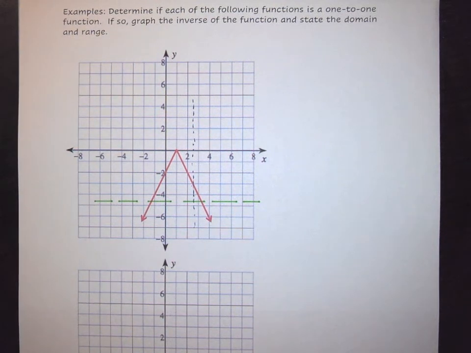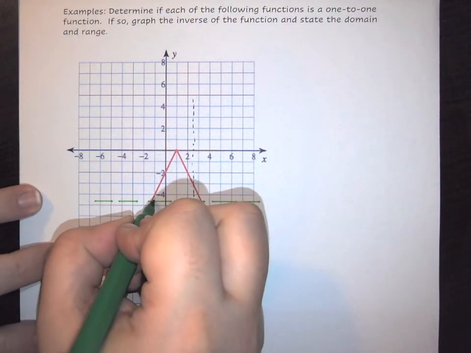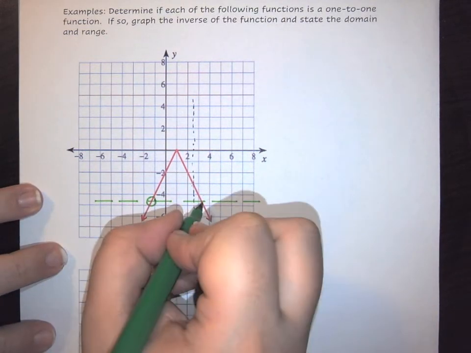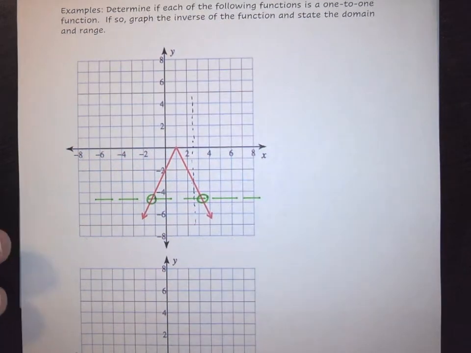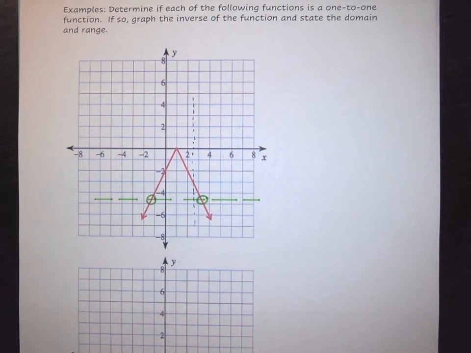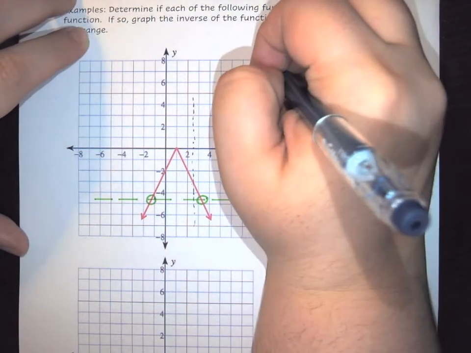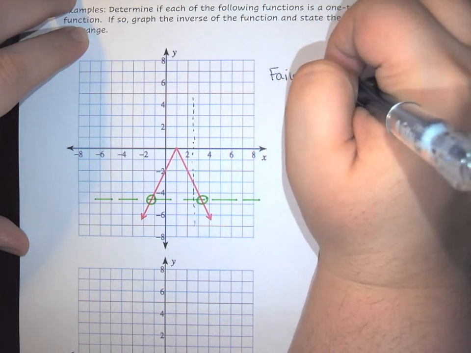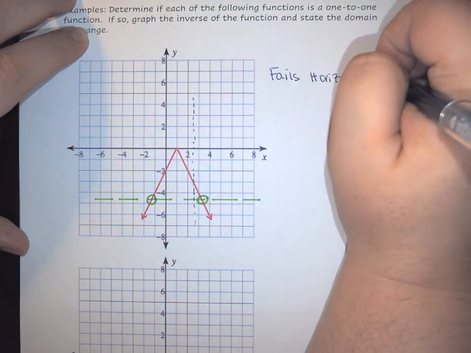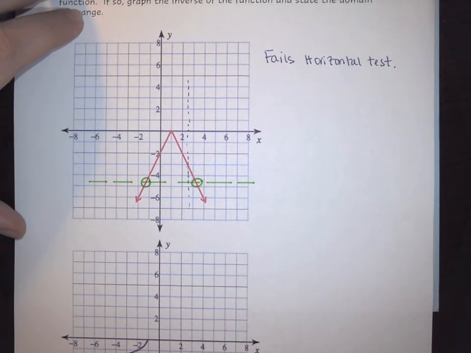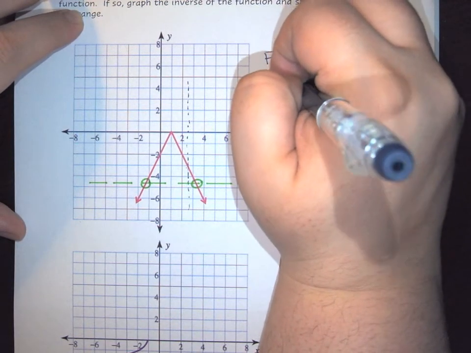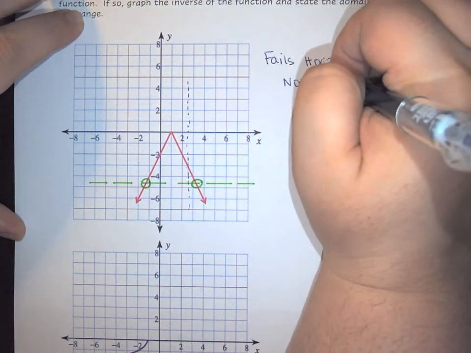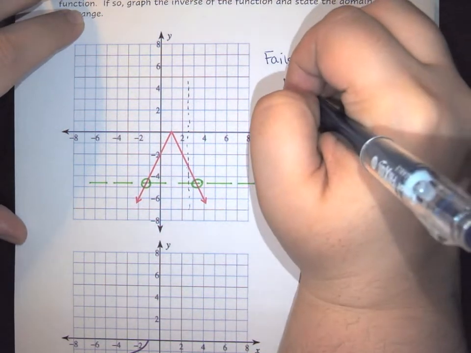Now, if I'm a one-to-one function, then my horizontal test will only cross my graph at one place. However, not only do I cross here, I also cross over here. My horizontal test in this case is going to cross in two locations. What this means is that this function fails the horizontal test. Failing the horizontal test automatically means that your function is not a one-to-one function.